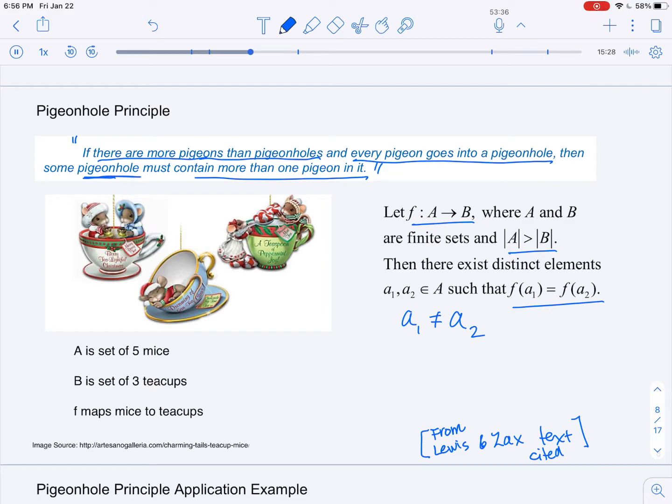Okay, now let's see how we can actually apply the pigeonhole principle. We just explained how the common sense intuitive statement is translated precisely into a mathematical statement. So now let's see how we can apply it.